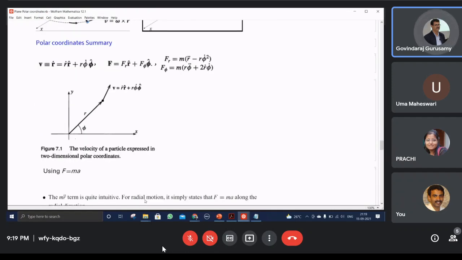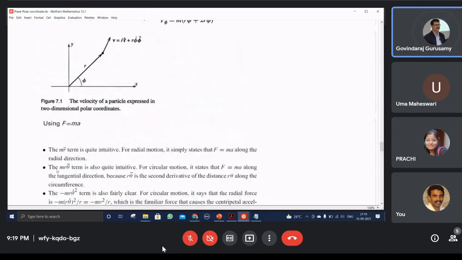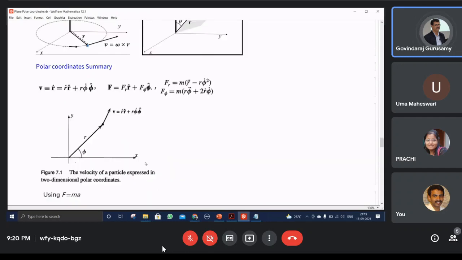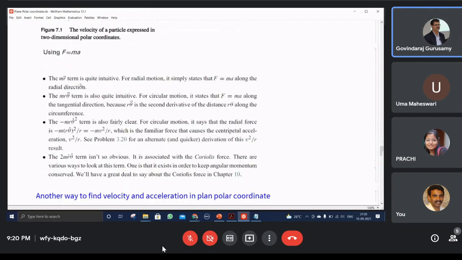Now look at all the terms and try to understand. See, the m r double dot term is quite intuitive. For a radial motion, it simply states that f is equal to ma along the radial direction. Is there any difficulty in understanding this? Mass into acceleration. That's your m into r double dot. The first term is clear. Is that right?